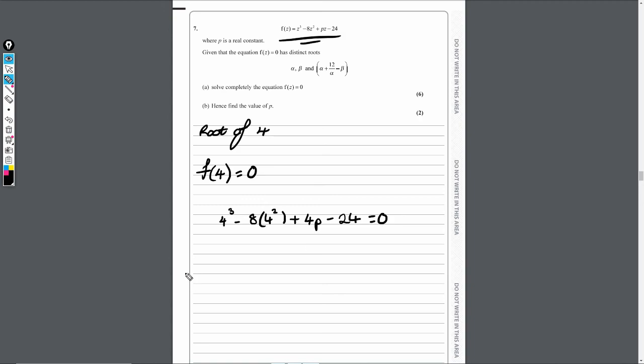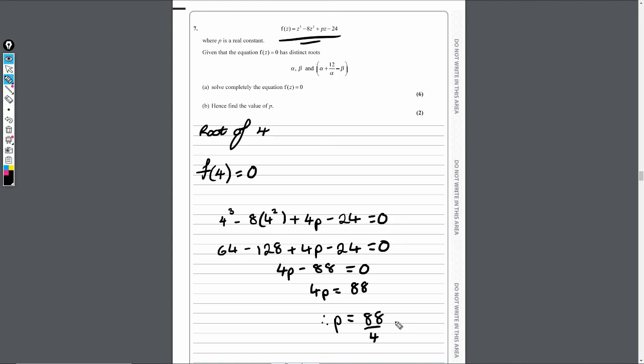So now, just putting all this in on your calculator, it's going to be 64 minus 128 plus 4p minus 24, and this is equal to 0. Simplify the left hand side of your equation, you get 4p minus 88 is equal to 0, so therefore 4p is equal to 88. Divide each side by 4, to get 88 over 4, or get p equals 22. And there we have it. So that's the value for p. You should get 22. And that gives us question 7 fully complete.